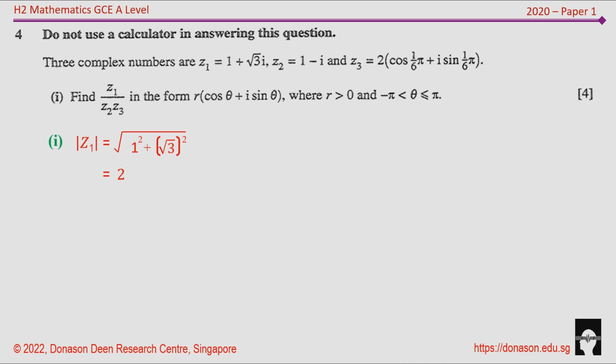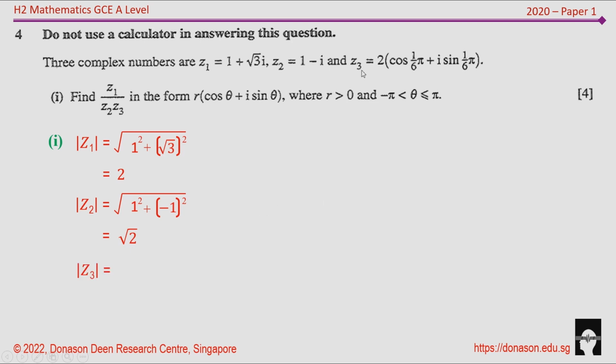So now similarly, let's work out the magnitude of z2. z2 is 1 and minus 1, right? So it's going to be square root of 1 squared plus minus 1 squared, which is of course also a positive number. So 1 squared is 1, minus 1 squared is also 1, 1 plus 1 is going to become 2. So the magnitude of z2 will be simply square root of 2.